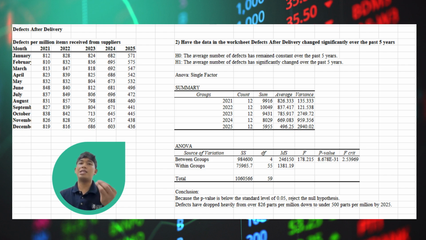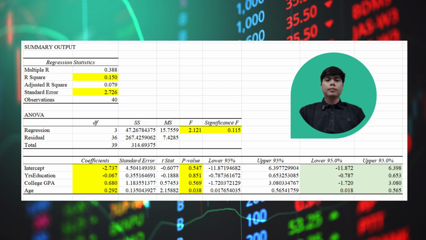Our statistical test yielded another incredibly small p-value, completely rejecting the idea that this drop was just a random fluctuation. The data has changed significantly. It's a steady downward trend in defects over the last 5 years, showcasing a massive improvement in operational quality control.